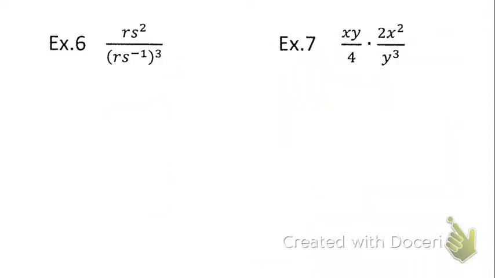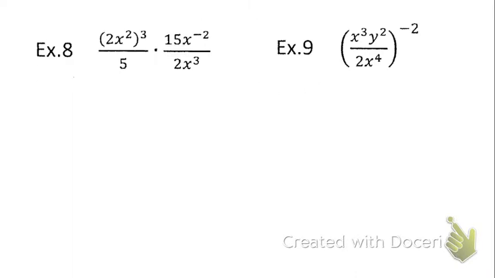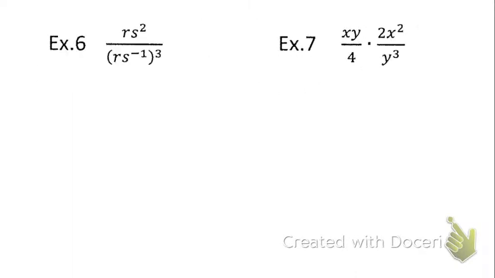All right, let me get through these quickly. Let me see. Yeah, so I've got 4 more problems to go. Here we go. I have rs squared over, this would be r to the third and then s to the negative third, because these are power of a power, so they get multiplied.